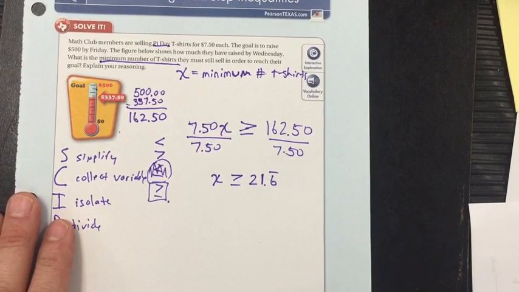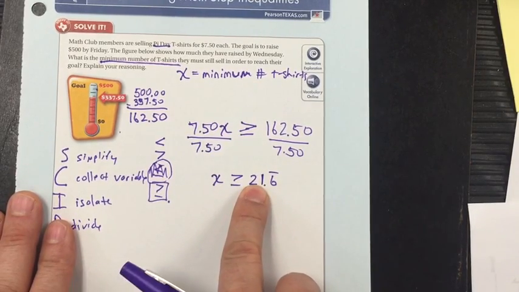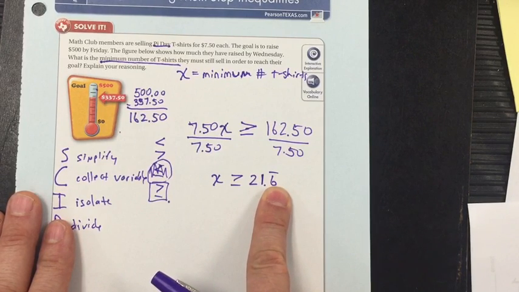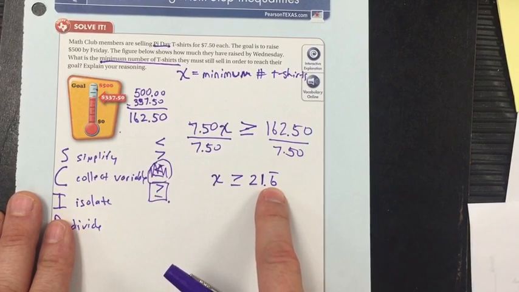Remember, this is the number of t-shirts. You can have 21 t-shirts. Can you have a fraction of a t-shirt? Can you say, I'm just going to rip this t-shirt in half and sell it? No. Probably not. So actually, this is the exact amount we would need to make it, but in real life, it would actually be 22.